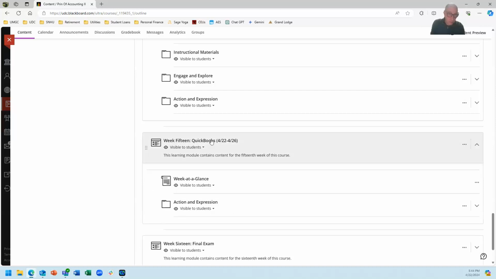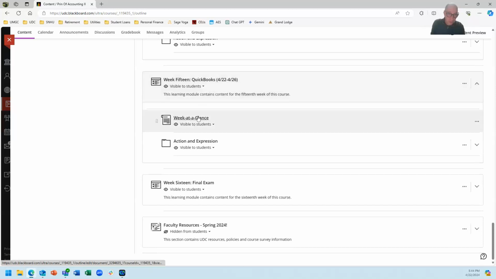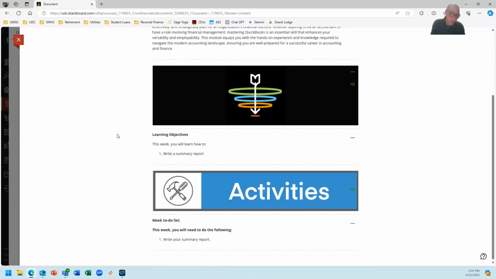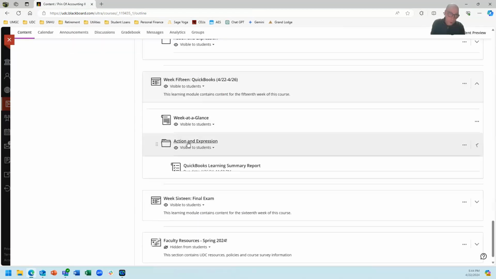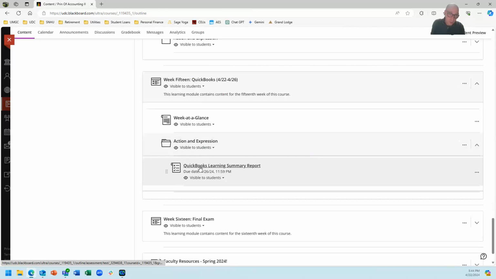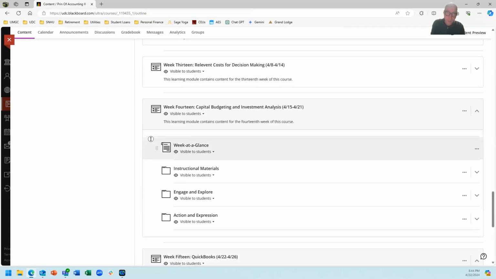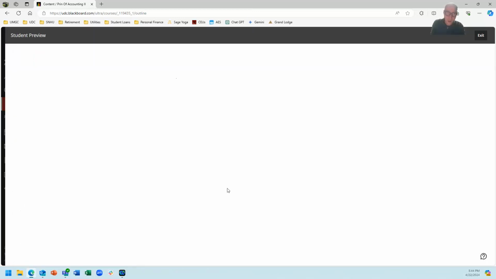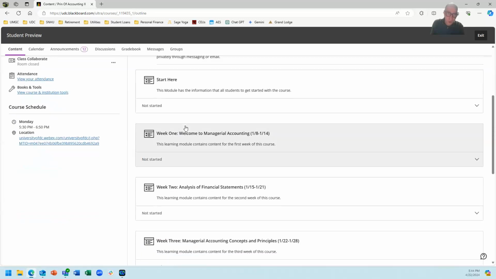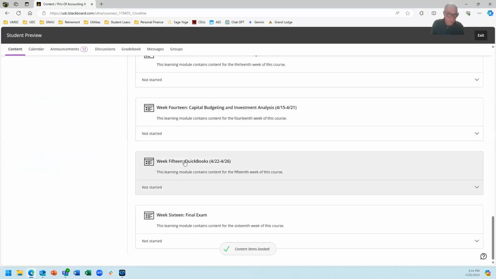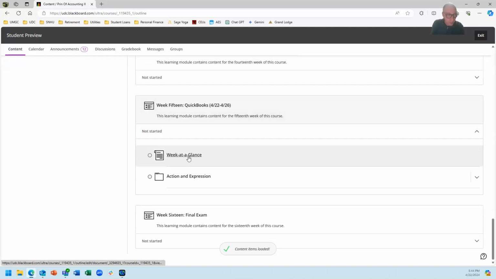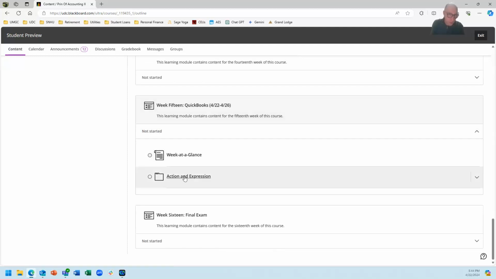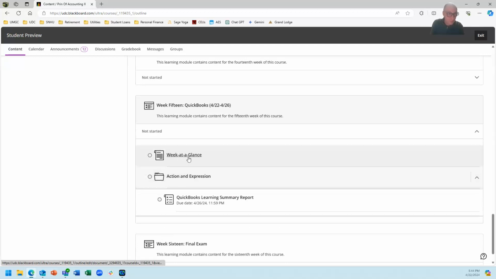Looking at the QuickBooks report, open it up, week 15. You can look at the week at a glance. There's not much there. Just real simple, right? Open up the action and expression and then click on the QuickBooks Learning Summary Report. Let me go into the student view just to show you exactly what it looks like on your end, and hopefully that'll help to visualize it for you. Because I know some time ago Oscar had mentioned, oh, I couldn't see it from the view you're showing me. So let me show you from your view.